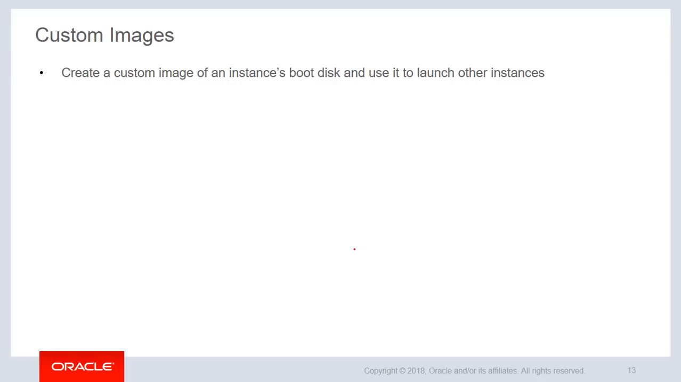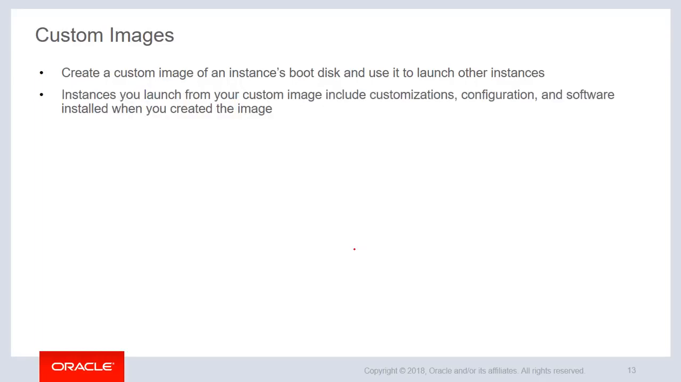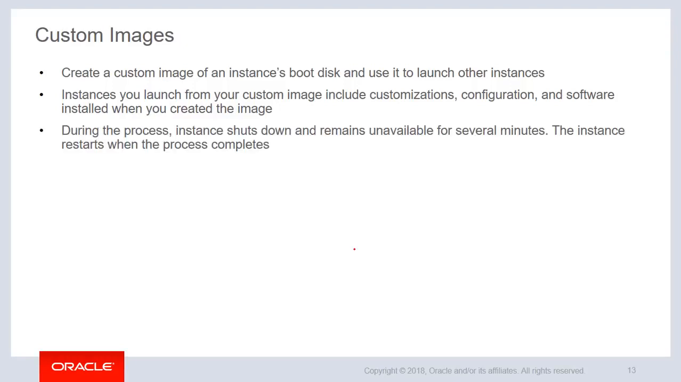Now, there is also the concept of custom images. Think about these as your gold images. So you can create a custom image of an instance's boot disk and use it subsequently to launch other instances. The instances you launch from your custom image include all the customizations, configuration, and software installed when you created the image. Now, as you do this, the instance shuts down and remains unavailable for several minutes. The instance restarts when the process completes.